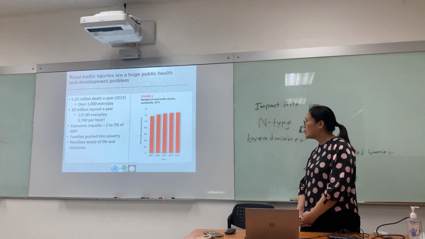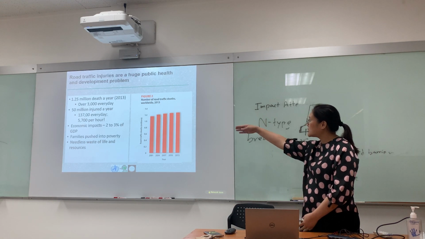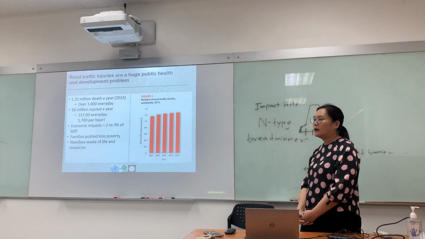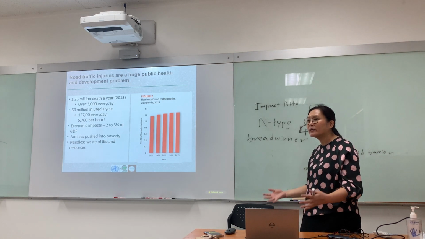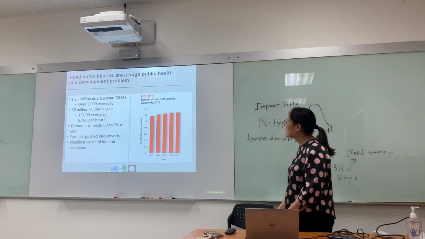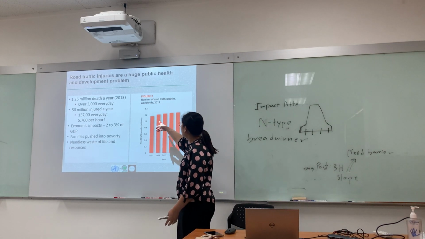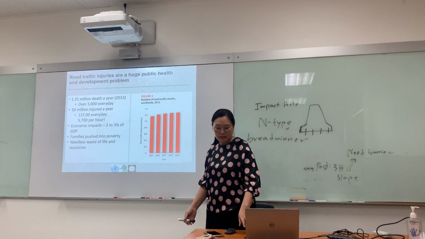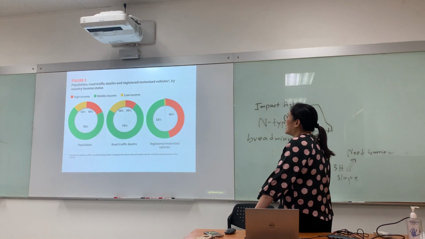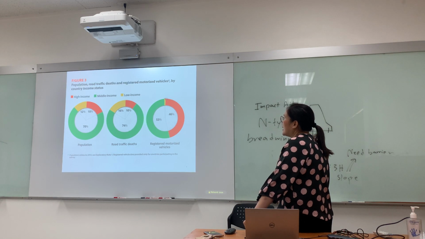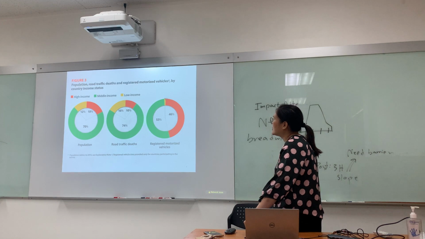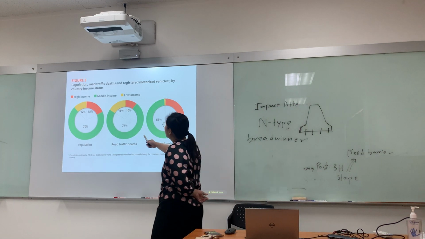So that's why this problem is becoming more and more serious nowadays. Look at the trend of road traffic deaths worldwide: it keeps increasing. These are some of the statistics that I want to show you. And this is by country. Most of the countries facing a problem with road traffic deaths are middle income countries.